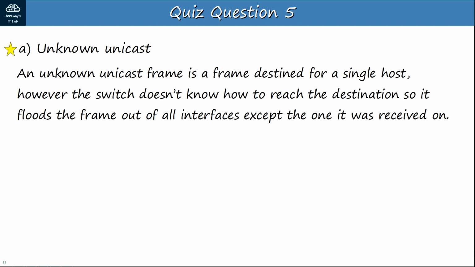An unknown unicast frame is a frame destined for a single host. However, the switch doesn't know how to reach the destination, so it floods the frame out of all interfaces except the one it was received on. So A, unknown unicast, is the correct answer.